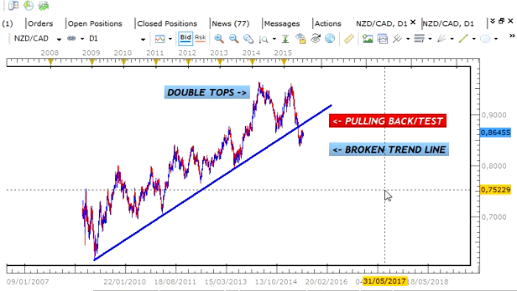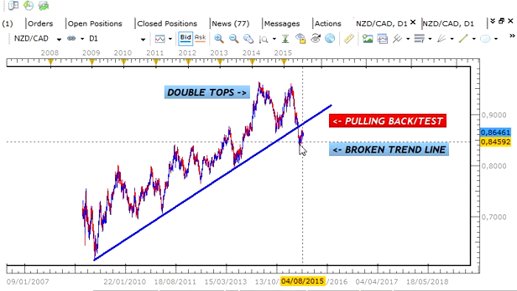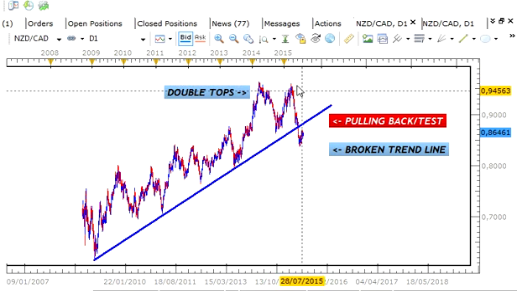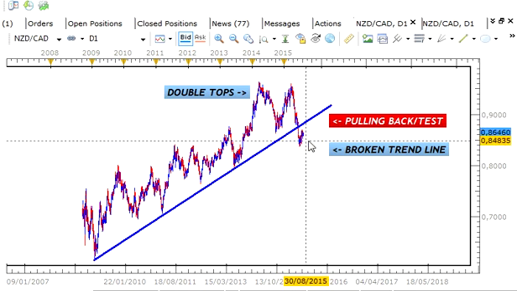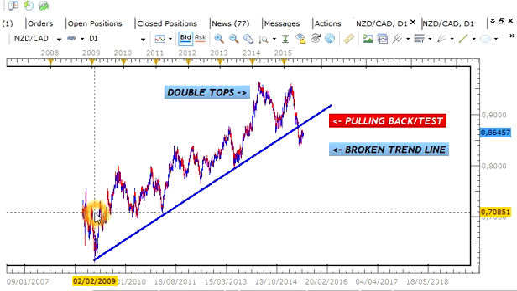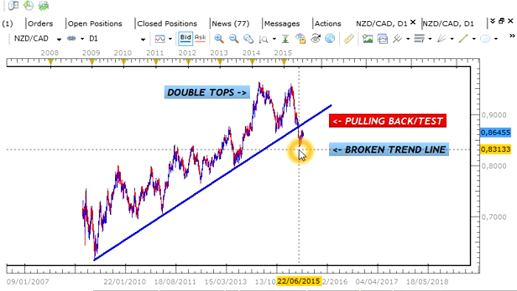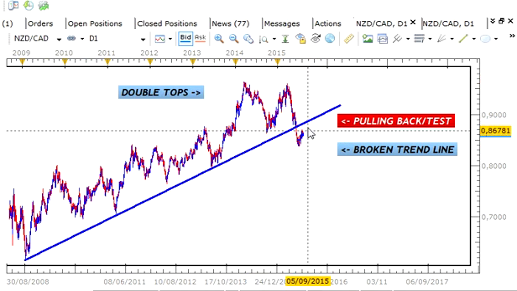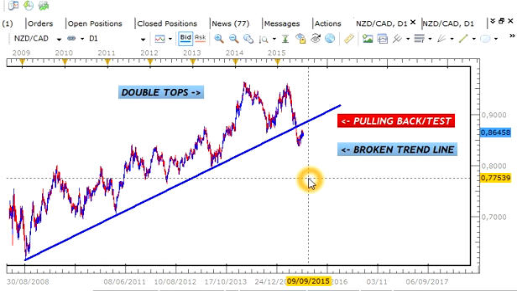This analysis is going to focus on the New Zealand Canadian dollar, which is once again in a very interesting scenario. Basically we have a situation in which we had a pair of strong double tops that led to the bearish movement that eventually broke this strong uptrend line that had been in place since 2009. Basically what we have now is a situation in which the pair has now started to pull back and could possibly be testing this trend line before U-turning to continue the bearish movement in favor of the Canadian dollar.